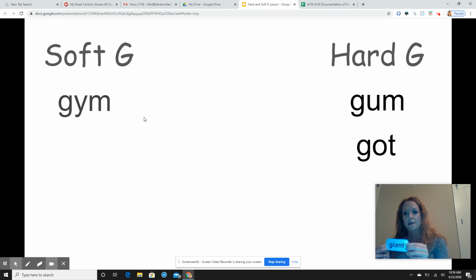See that word? It has an I after it. So what kind of sound do you think it's going to make if it has an I after it? That's right. It's going to say the J sound, like giant. So it's going to be in the soft or hard column. That's right, the soft column.